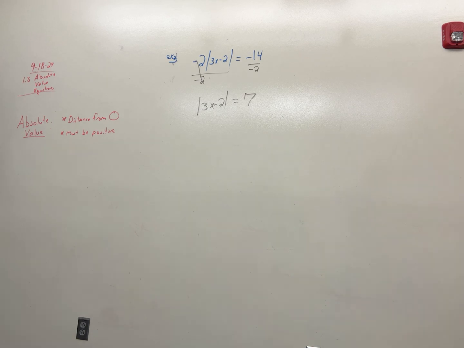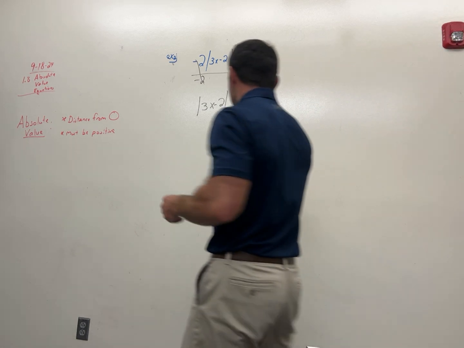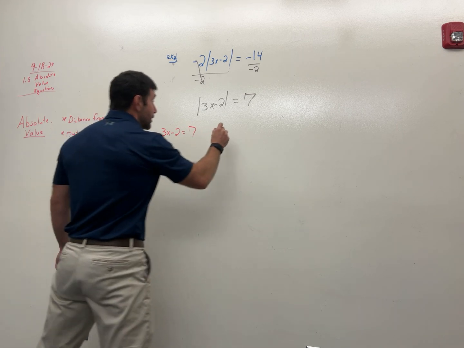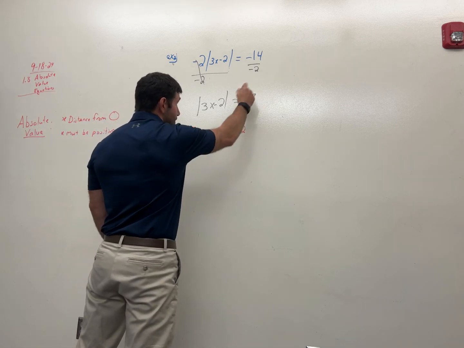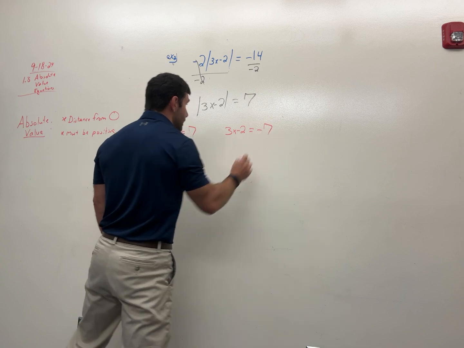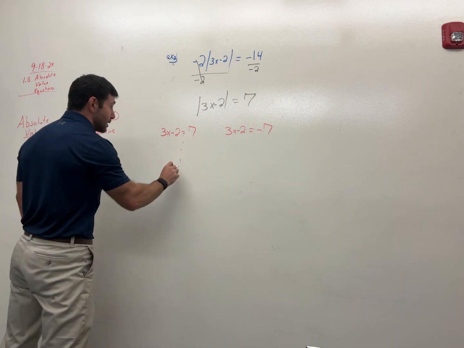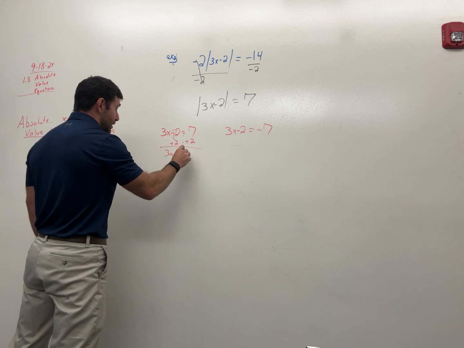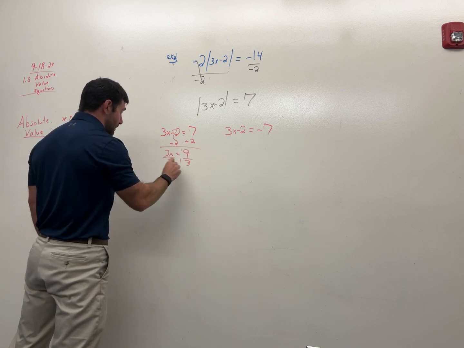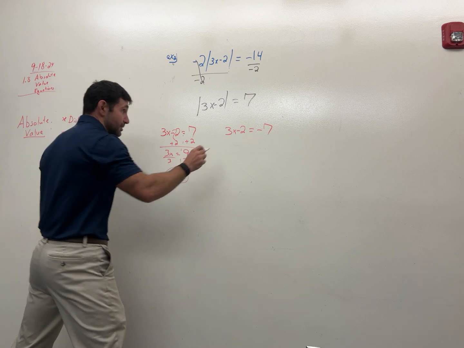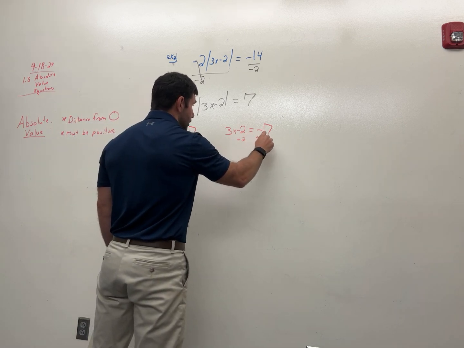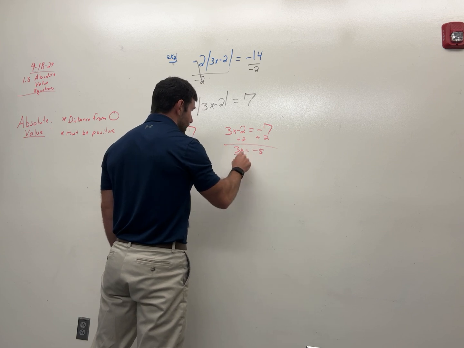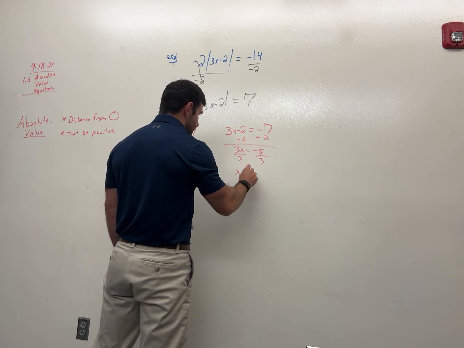We've isolated the absolute value. From there, we split it up. So we have 3x minus 2 equals the original. Then we have 3x minus 2, we take this whole thing and multiply it by negative 1, which gives me negative 7. Now I'm solving. Add 2. That gives me 3x equals 9. Divide by 3. X equals 3. There's one answer. Add 2. That gives me 3x equals negative 5. Divide by 3. X equals negative 5/3.